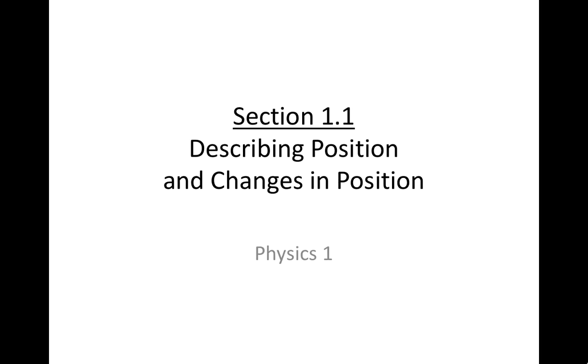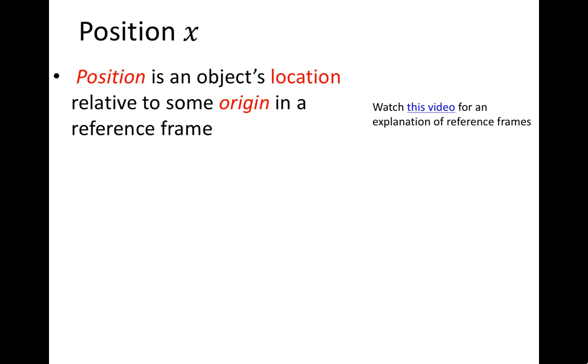Unit 1 will be the first of several units in which we will learn how to accurately describe the motion of objects. In section 1.1, we'll begin with a brief discussion about how to describe the position and changes in position of an object. The position of an object is the quantity that describes the object's location in space.